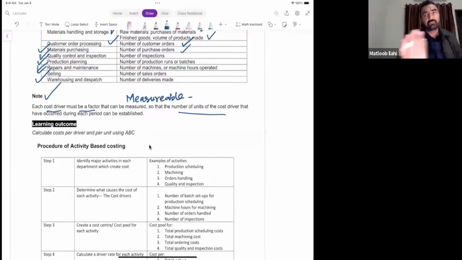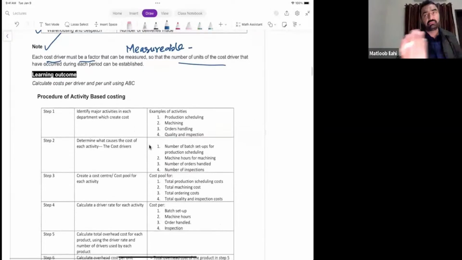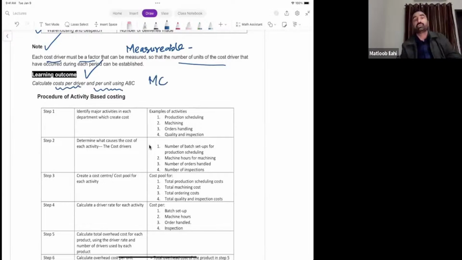Okay, so the outcome next: calculate cost per driver and cost per unit using ABC. This is the syllabus requirement. It means MCQs can ask you to calculate cost per driver and cost per unit.